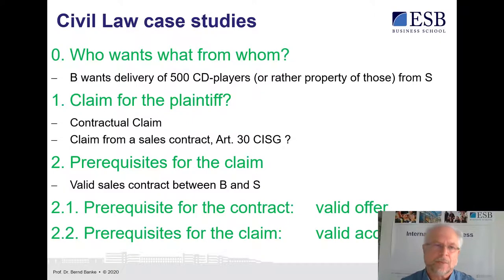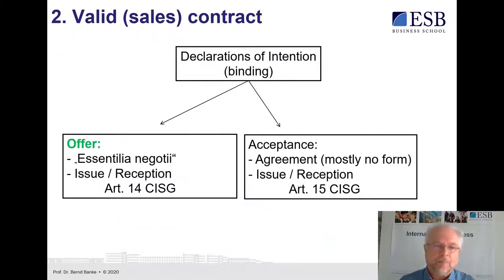But now, I promise, it's going to be a little more legal and more technical from here on. Both of these, offer and acceptance, are called declarations of intention. To make the contract valid, you need two valid declarations of intention, an offer and an acceptance. And to make these two valid, the prerequisites for these declarations of intention have to be fulfilled. What you can see on the left-hand side is that we need a valid offer, okay? And a valid offer carries the essentials of the contract. If you want it a little more sophisticated, you don't say essentials of the contract or essentials of the deal. You call it with the Latin words essentialia negotii.